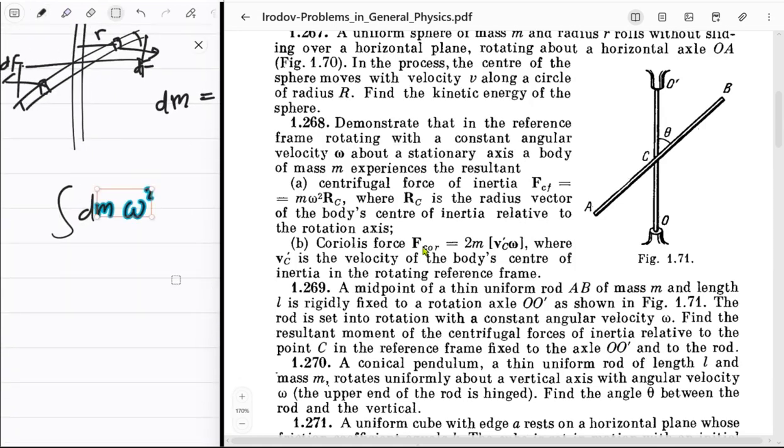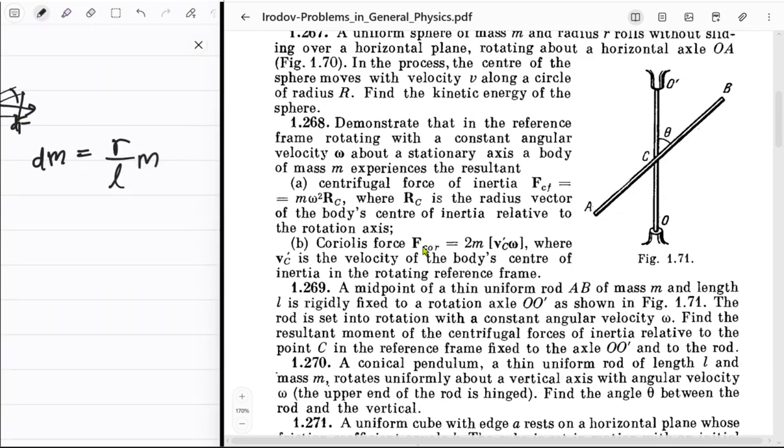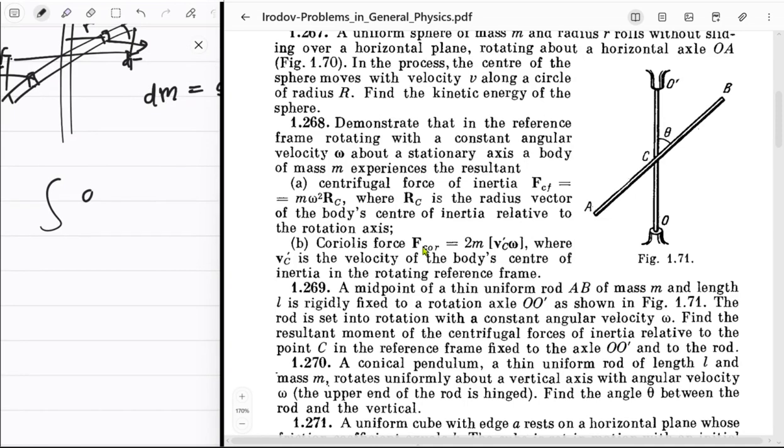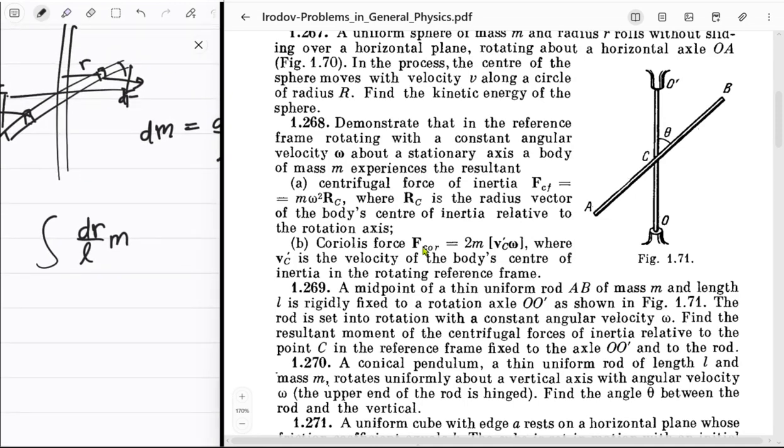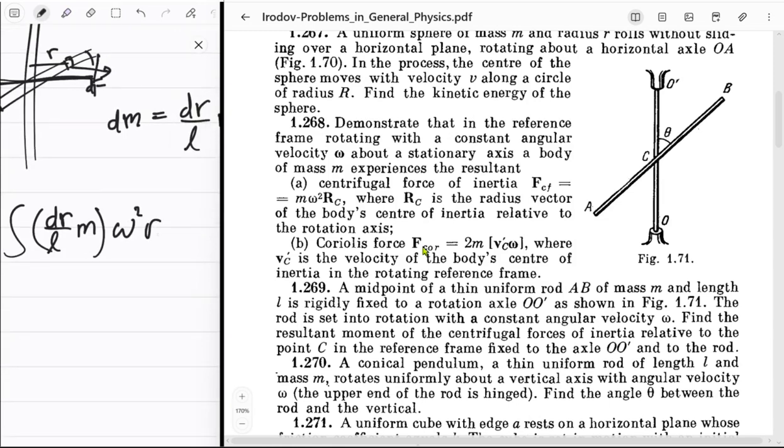Just do the thing. dm is just this guy. Sorry, that's kind of wrong. It should be dr upon L times m. So you got integration of dr upon L times m. L is, once again I repeat, not this length. It's this length. Okay, cool. So you got integration of dr upon L times m. That's the mass. You got omega square. Then r for this guy. That's this force. But then you actually want to take the, what do we call it?